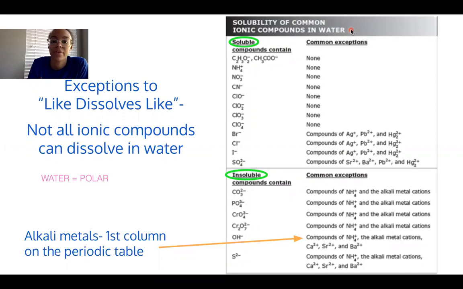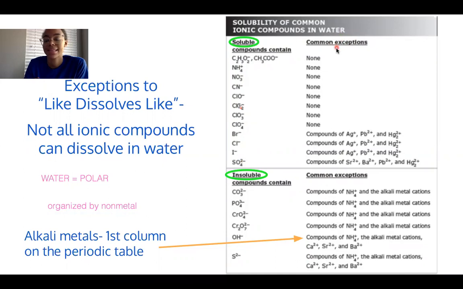So here we have solubility of common ionic compounds in water. So this tells you right off the bat, this chart is only talking about solubility in water. Then we have, it says soluble compounds contain. And what we have here is a list of non-metals. So ionic compounds are always a metal and a non-metal. This chart is organized in terms of the non-metal. Okay, so we have a list of soluble non-metals here.